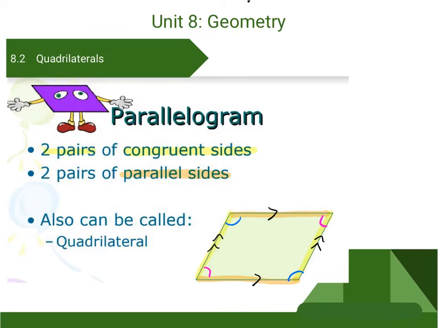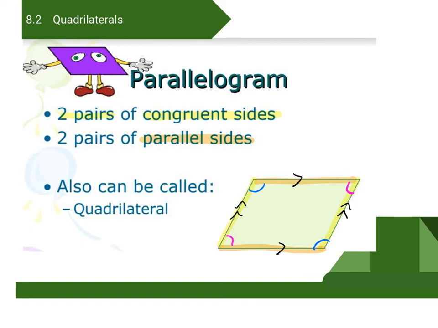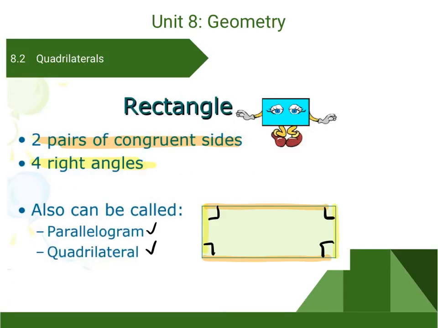Our next one we talked about was a parallelogram. Remember, a parallelogram has 2 pairs of congruent sides, meaning 2 sides are the same length, and 2 pairs of parallel sides. And it's also called a quadrilateral.